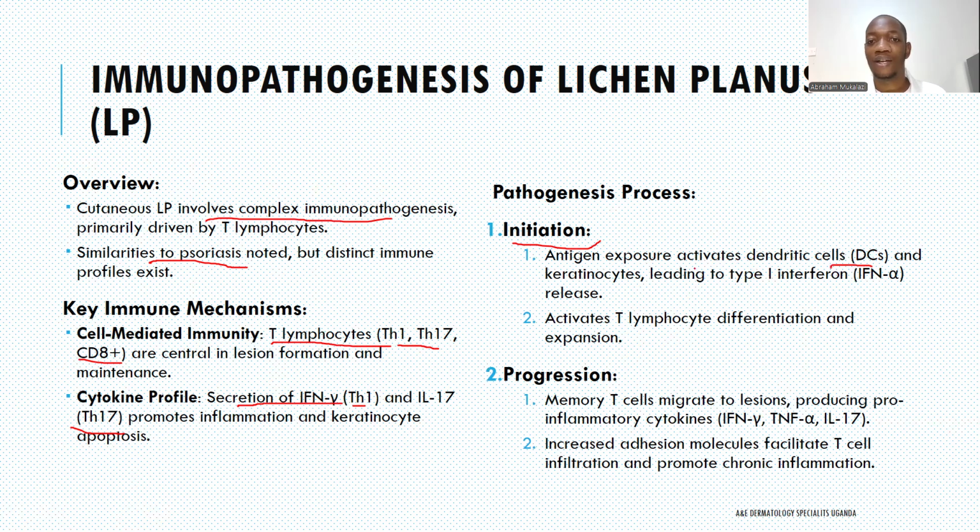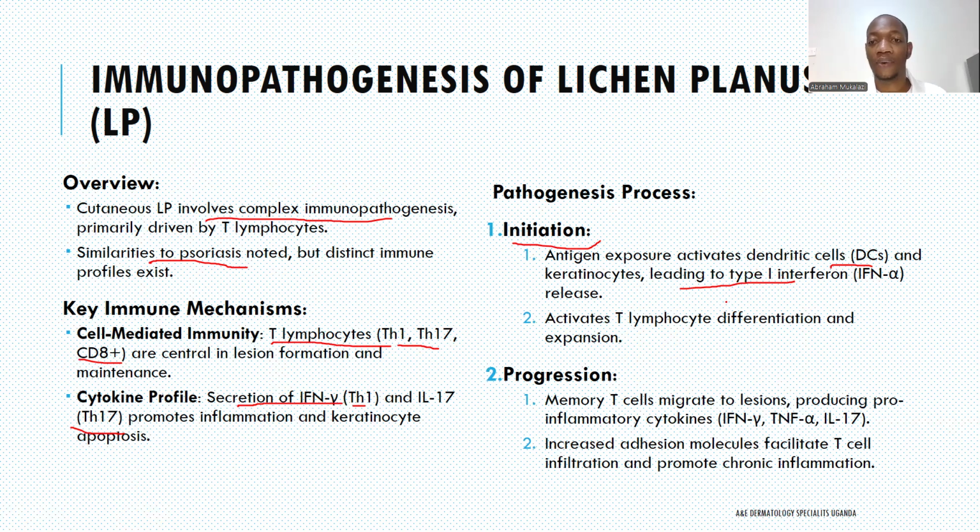This is similar to what we see in psoriasis, but the difference in psoriasis is that you have an unknown trigger, which can either be an infection, RNA, DNA from a virus, maybe an unknown antigen. In that case, you are not sure what causes the activation of the dendritic cells. But here, there's a thinking that you have antigen exposure that causes activation of the dendritic cells and the keratinocytes, leading to type 1 interferon production.